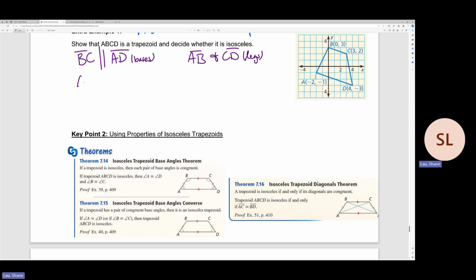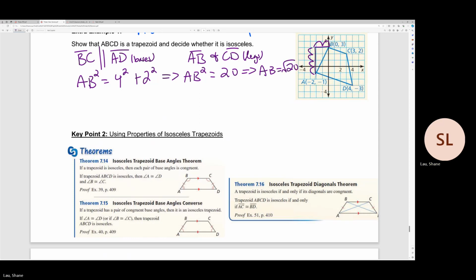So AB squared equals, gotta make my right triangle. 1, 2, 3, 4 spaces. Then 1, 2, plus 2 spaces. Those are our legs, which then this changes to AB squared equals 20. Sorry, 4 squared is 16. 2 squared is 4. Add them up, we get 20. And so this therefore means that AB is equal to the square root of 20. Okay, we've done that part.